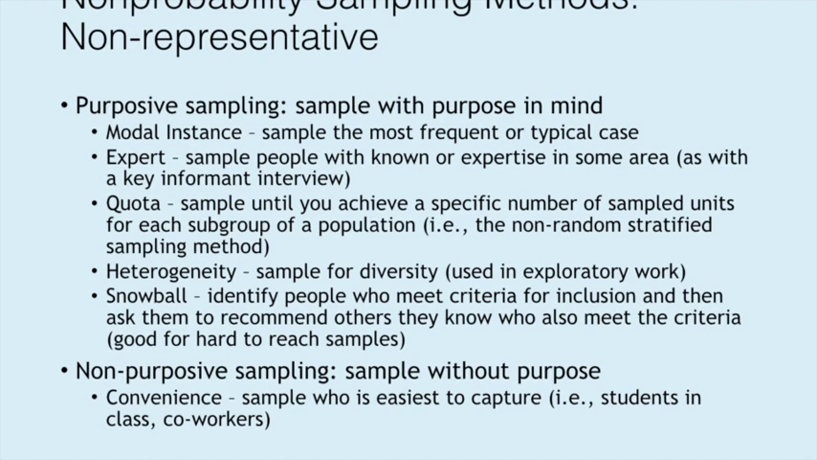And then non-purposive sampling would be sampling without a purpose. So this is convenience sampling, to whomever it's easiest to capture. This would be like me standing outside of the Wawa and just collecting information from anyone who passes by who is willing to answer a few questions. That's not going to represent the population, but it's going to represent some people that live in that area.